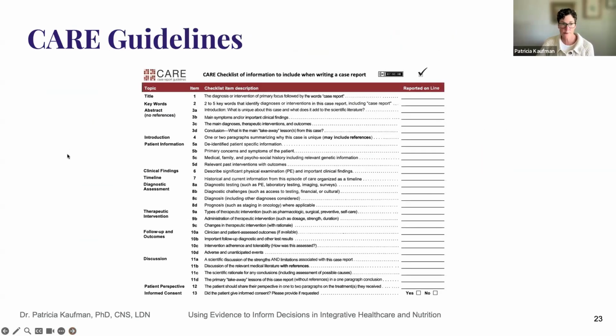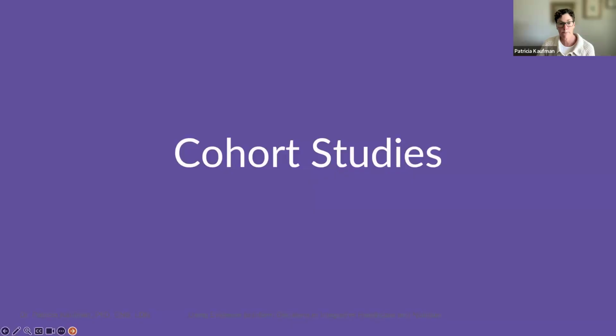Here are the CARE guidelines. The CARE guidelines are the Equator guidelines for case reports. So you can see that there's a number of different steps. And so if you're reviewing a case report, you might want to look at the CARE guidelines to see if the authors actually followed them and to know if you feel the case report is valid.